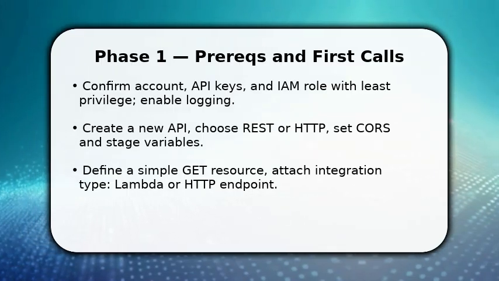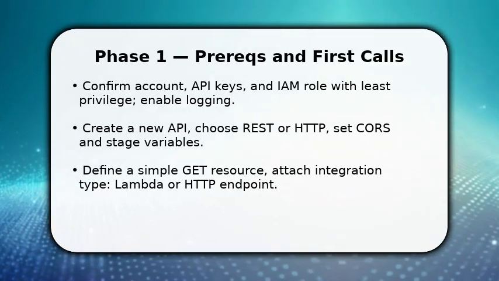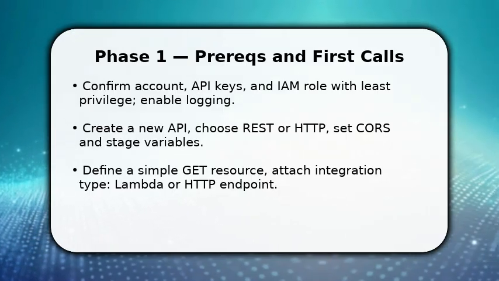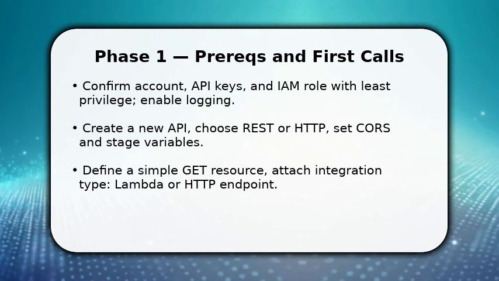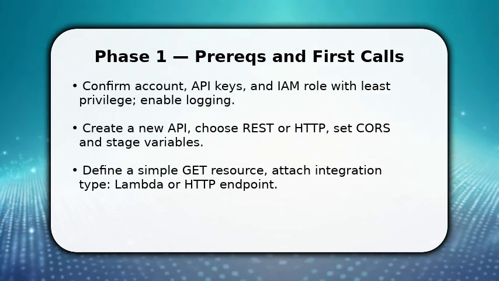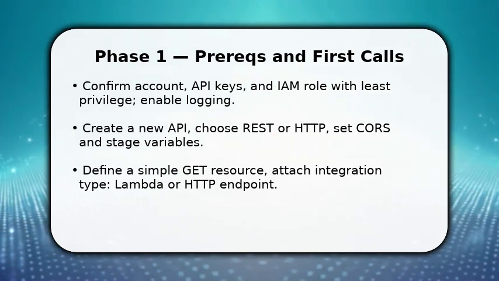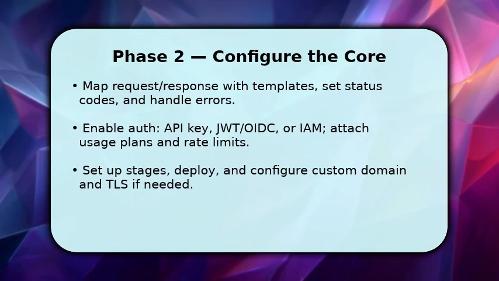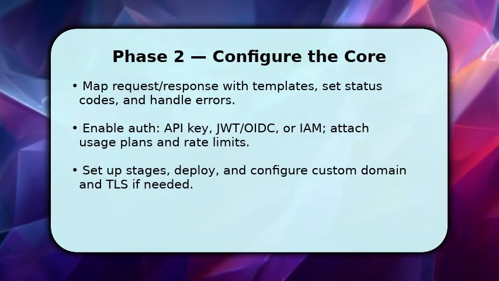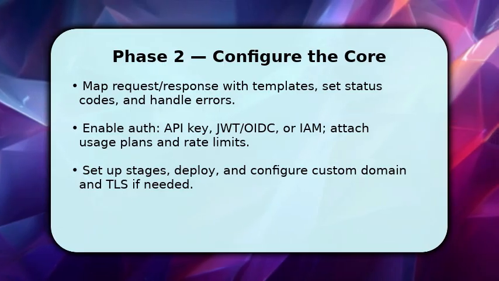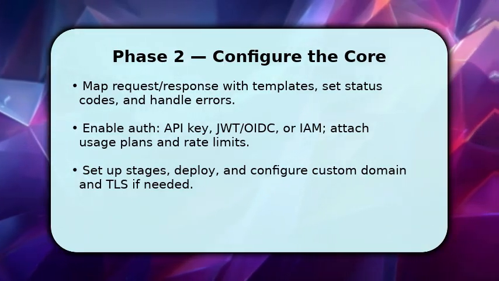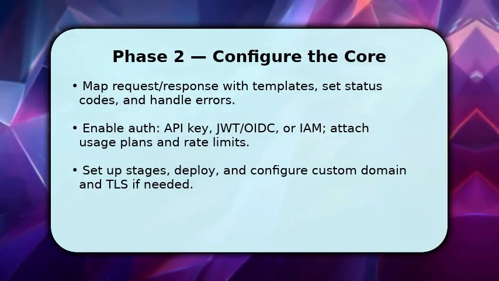Next, add a GET resource and attach an integration. Lambda for serverless logic or HTTP for proxied services, so you can make the first test call and confirm connectivity immediately. You now build the core, map incoming requests to backend parameters using templates, and shape responses with status codes and error handling so clients get predictable output.